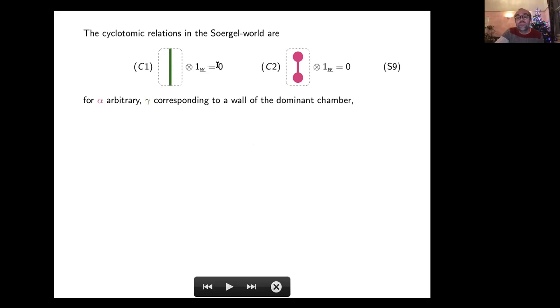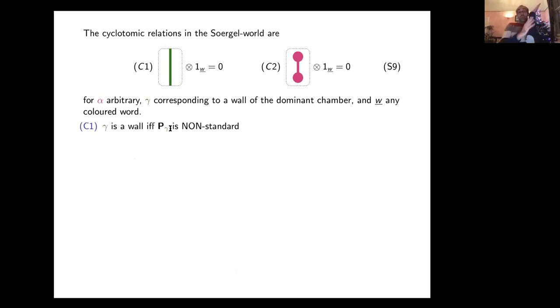It's a bit different to what we used to do for symmetric groups, and here W is any word, any sequence of colors. So whatever you do, if you started by walking out of the dominant chamber, it's over. Gamma is a wall of the dominant chamber if and only if P gamma is non-standard. So what am I saying? I'm saying if this green wall is at the bottom and you go through it, then the path which goes through it isn't a standard tableau, right? You've gone to a composition, so it's no longer standard.